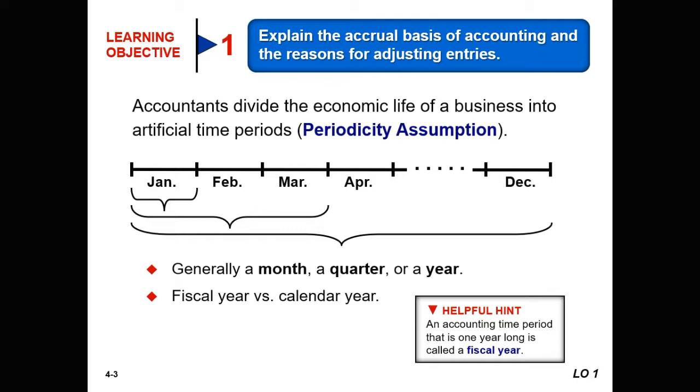Accounting divides the economic life of a business into these artificial time periods. Those time periods can be months, quarters, years, fiscal year rather than calendar years. This is what we call the periodicity assumption. Many times, transactions affect more than one of these periods. Determining the amounts of revenues and or expenses to report to each period is our challenge.